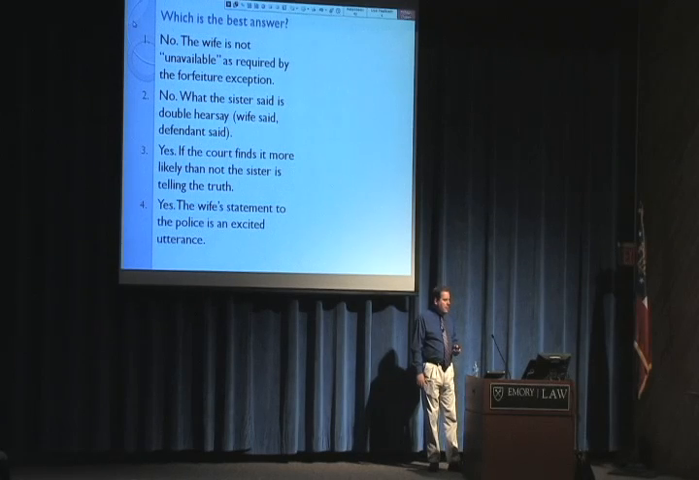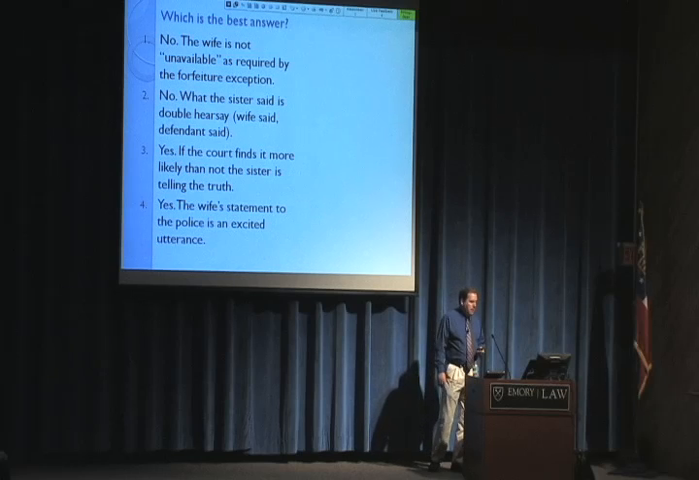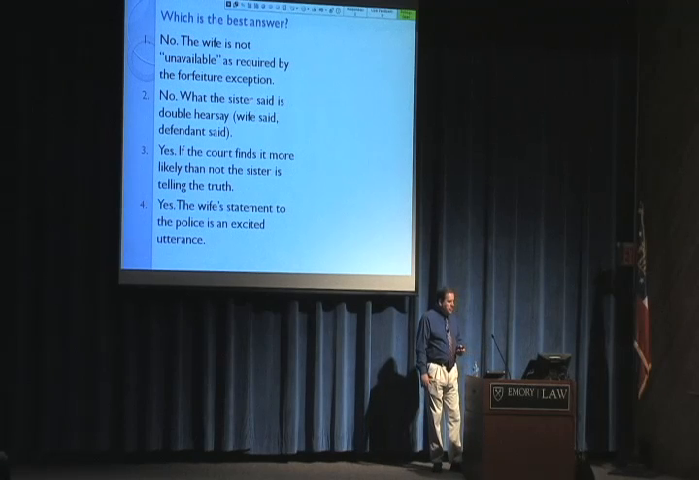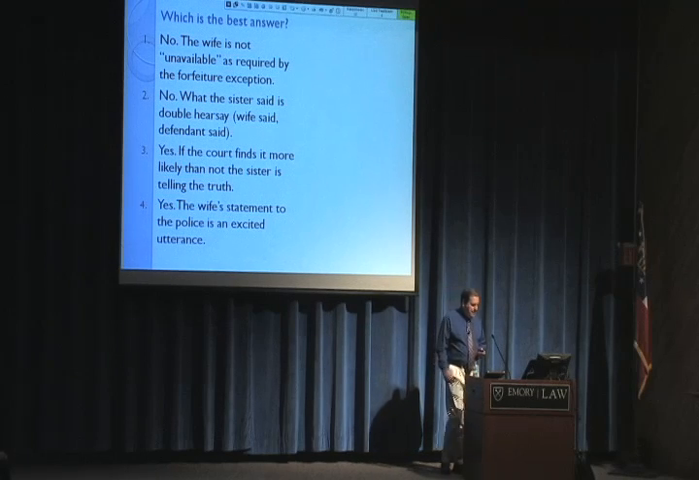Number 1, no, the wife is not unavailable as required by the forfeiture exception. 2, no, what the sister said is double hearsay. Wife said, defendant said. 3, yes, if the court finds it more likely than not the sister is telling the truth. Or 4, yes, the wife's statement to the police is an excited utterance.